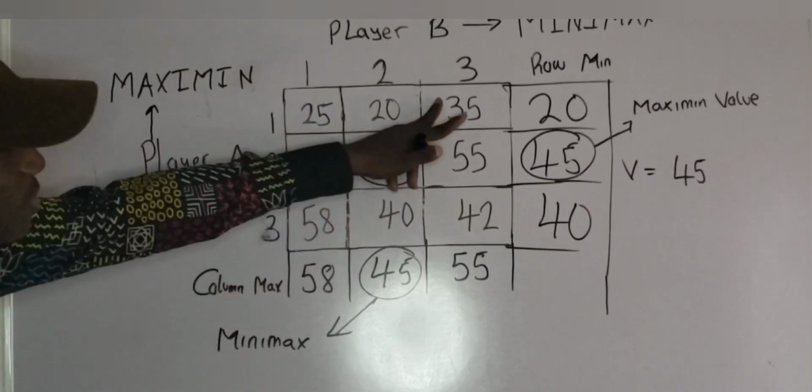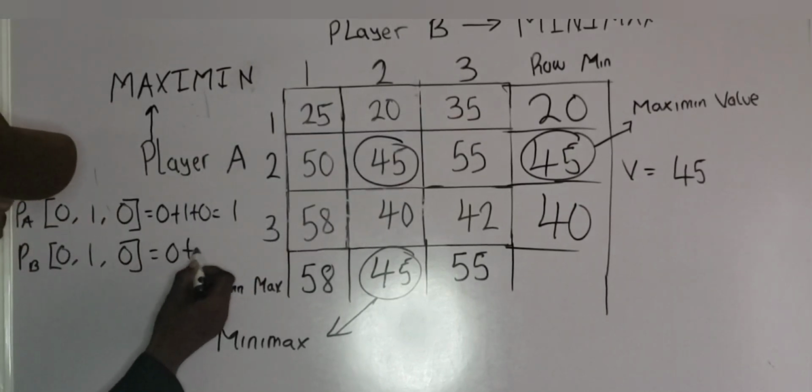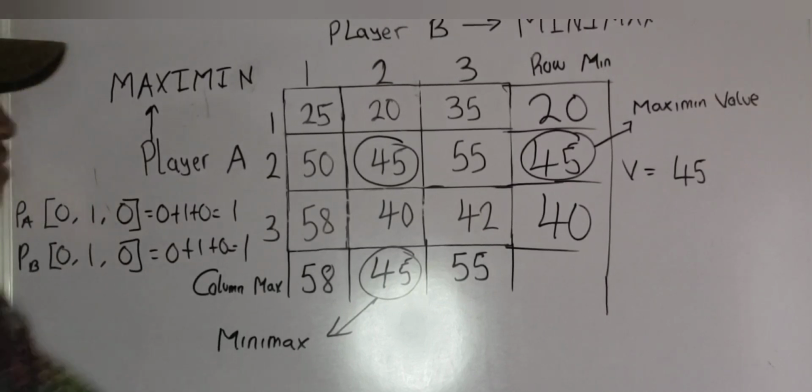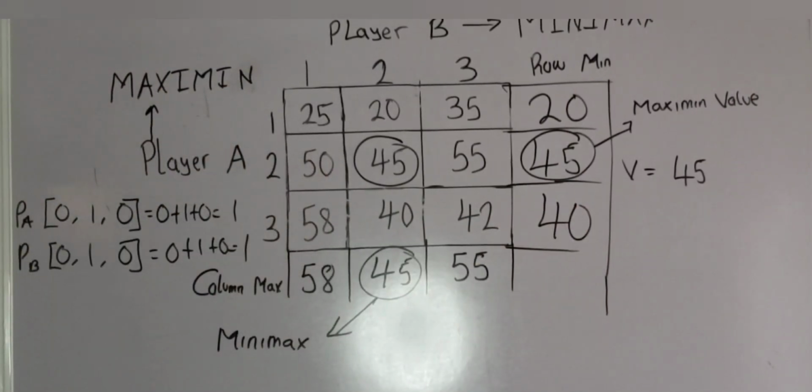And for the third strategy, it's not going to select it. That is what? 0. So I'm going to have 0 plus 1 plus 0, which is what? 1. So you can see now, the sum of the probability of each strategy is what? 1. Are you getting it? So that is for pure strategy game. The value of this game is 45 and the saddle point is also what? 45. Do you understand?